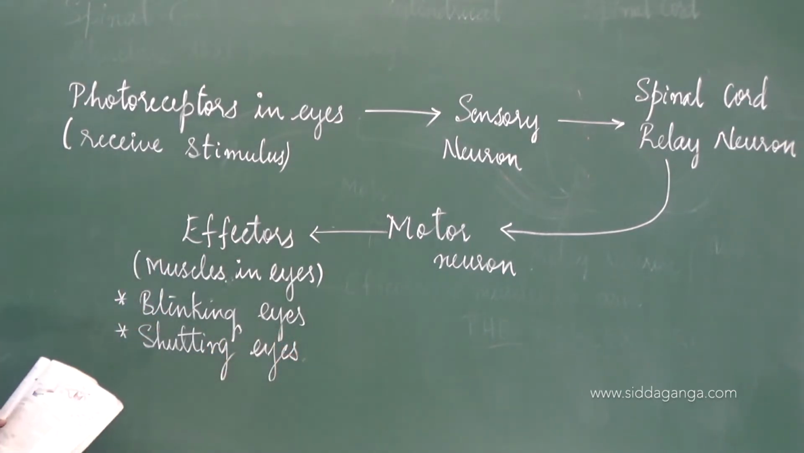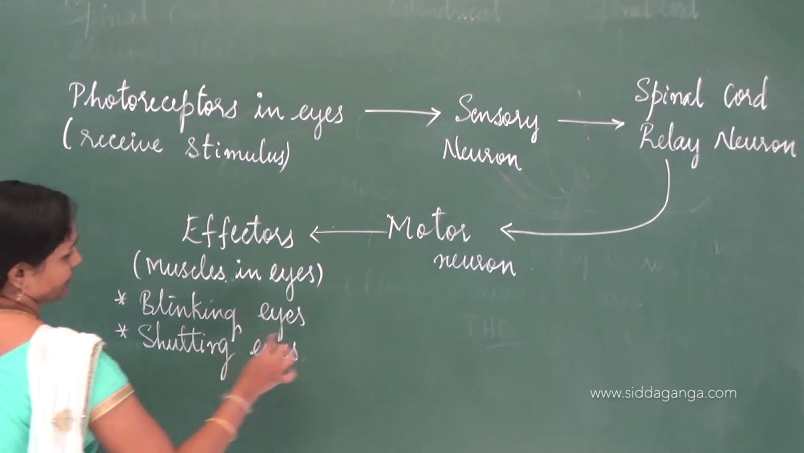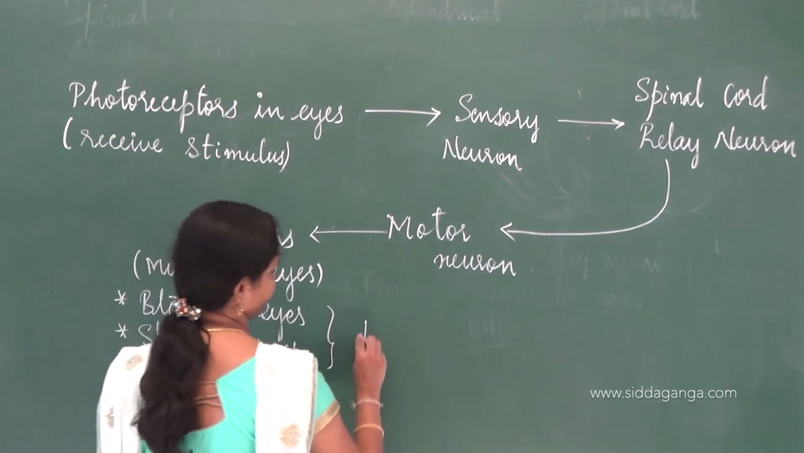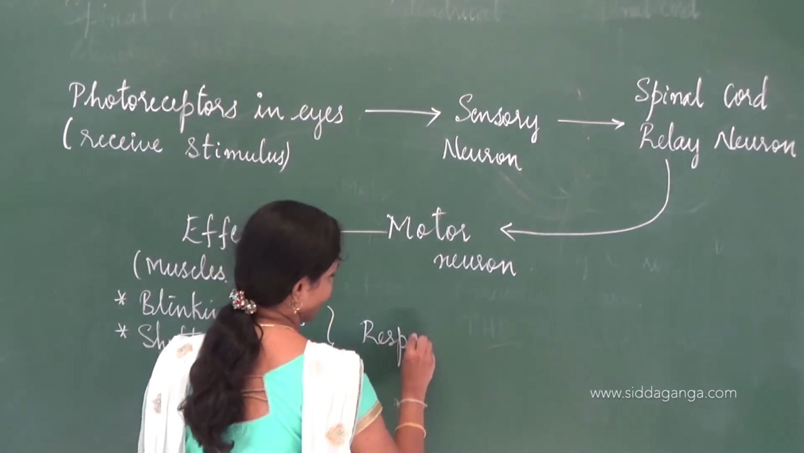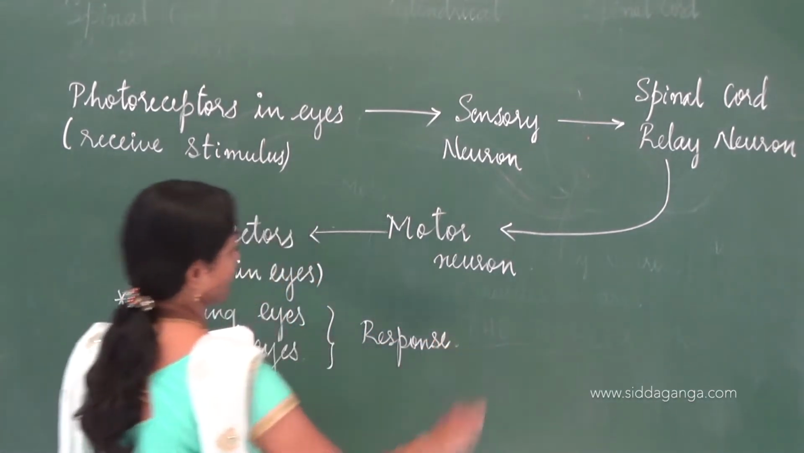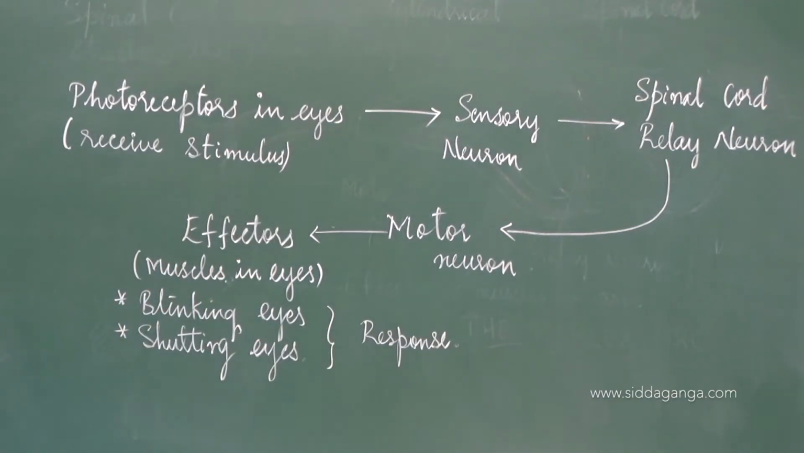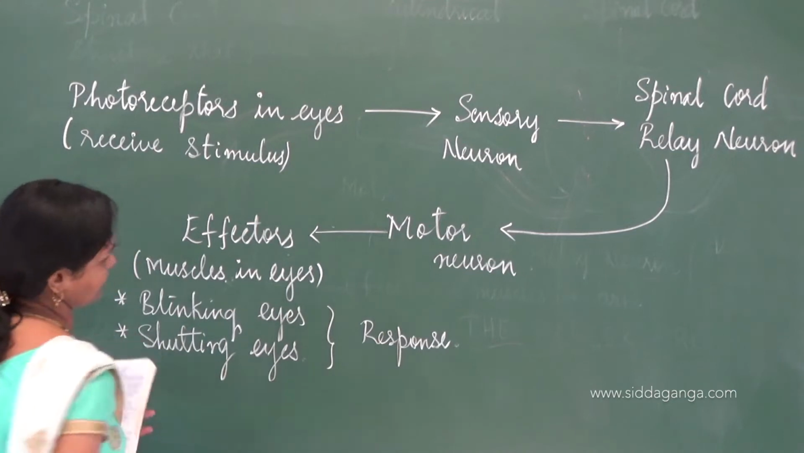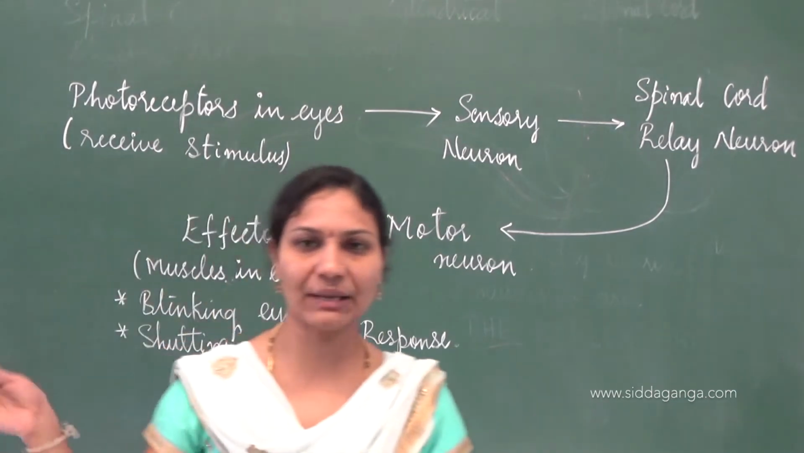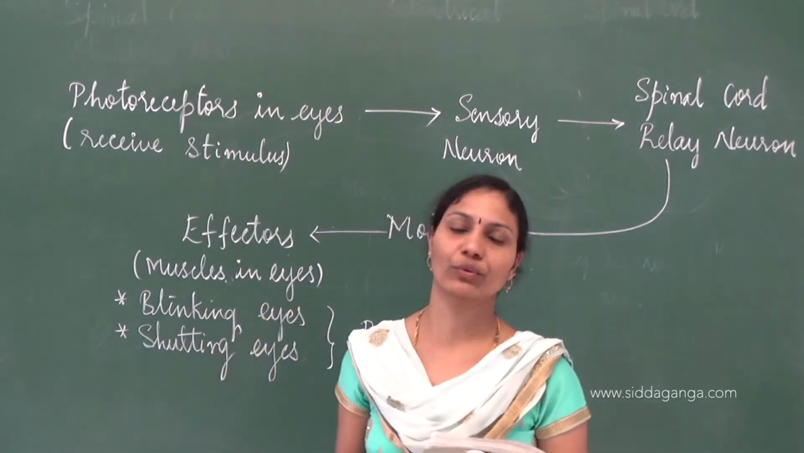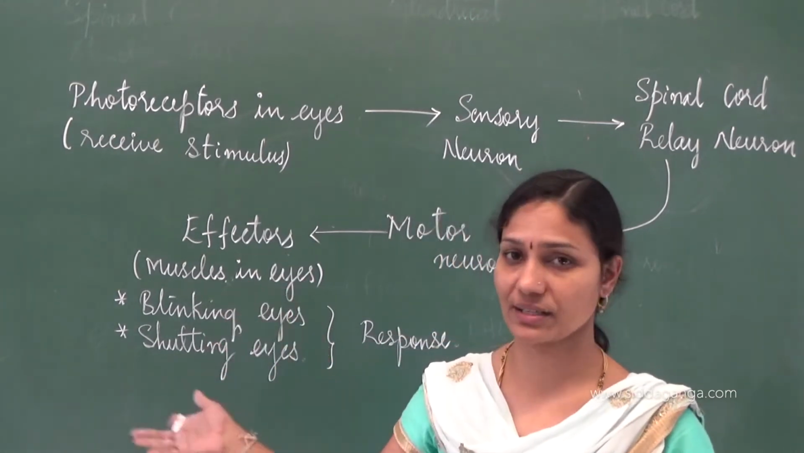If the light is very bright, we also shut our eyes or close our eyes. So this is how the response is seen. Photoreceptors in eyes, sensory neuron, spinal cord or relay neuron, motor neuron, finally effectors are the muscles in the eyes. You can also put the same in words. You can also write a few lines about this, describing this.